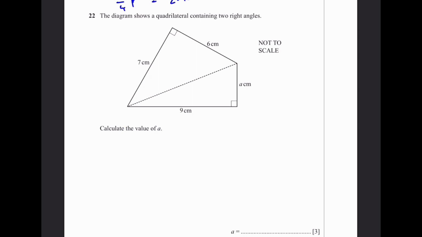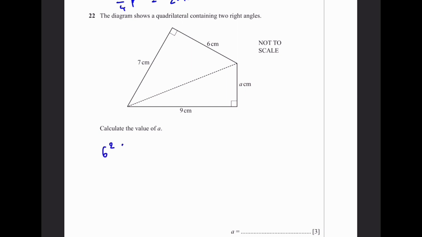Question 22. The diagram shows a quadrilateral containing two right angles. Calculate the value of A. We'll use Pythagoras' theorem to find this side using this triangle, and then we use Pythagoras to find this triangle's side here, and that's A.